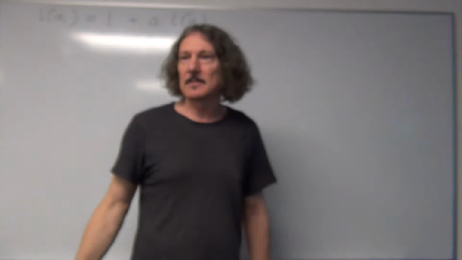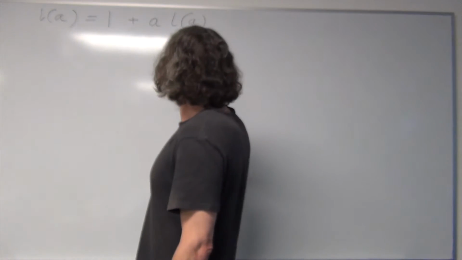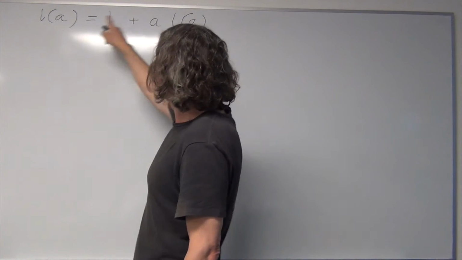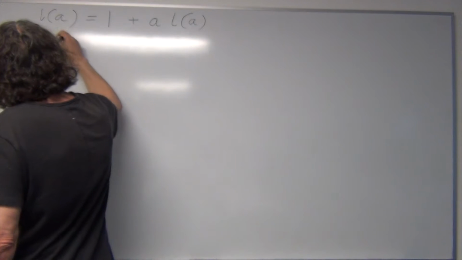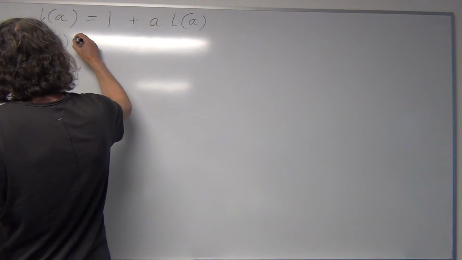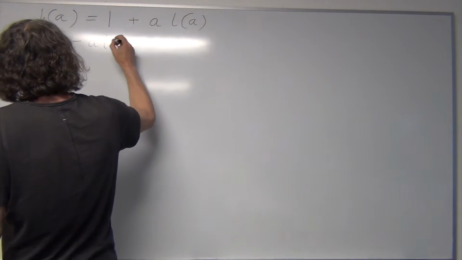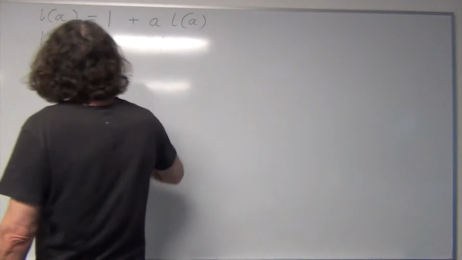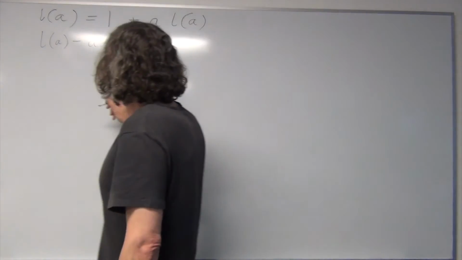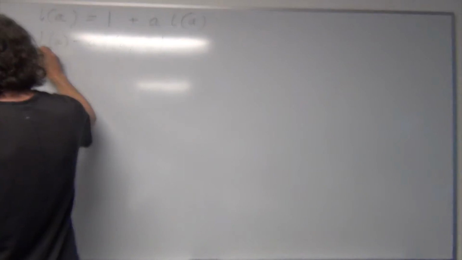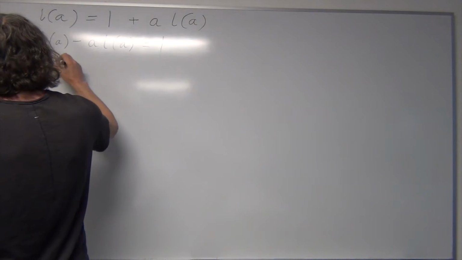How would one solve an equation like this for L? Find what L is. That's simple algebra, right? So what would we do? Well, we want these two terms to be on the left-hand side, right? So unfortunately, we have to do a subtraction. L of A minus A times L of A equals 1. I just moved it to the left-hand side by subtracting from both sides.